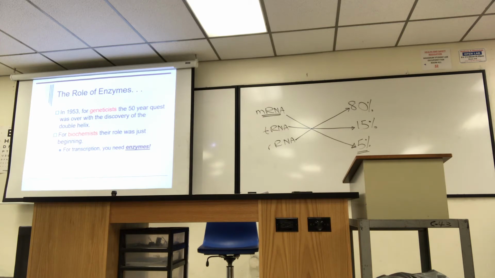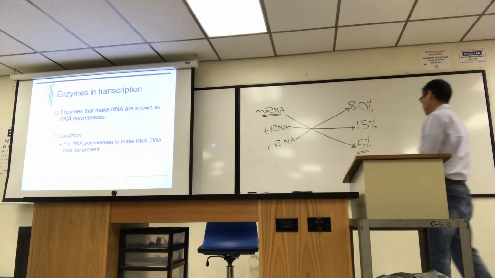Because in 1953, that's when Watson and Crick sent their paper to Nature, and they were right, and so that was when the 50-year quest was over with the discovery of the double helix. So for biochemists, their role was just beginning, because now you have to explain chemistry-wise in a cell how transcription, translation will even work. For transcription, you need enzymes. I'll just mention a couple. The enzymes in transcription are known as the RNA polymerases.